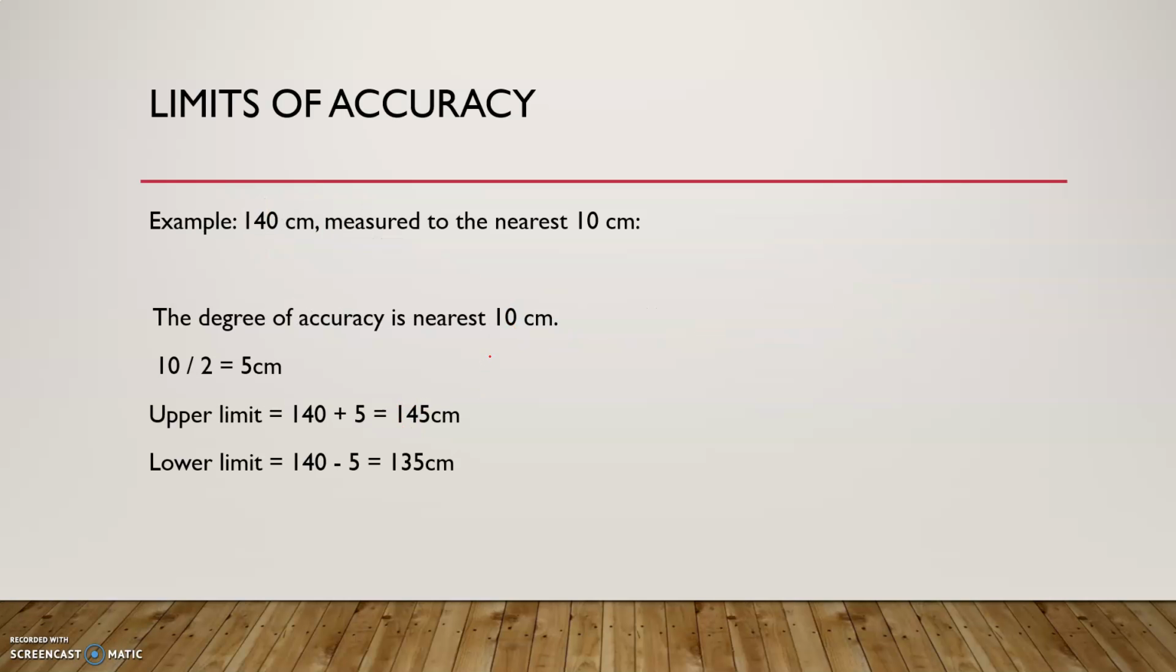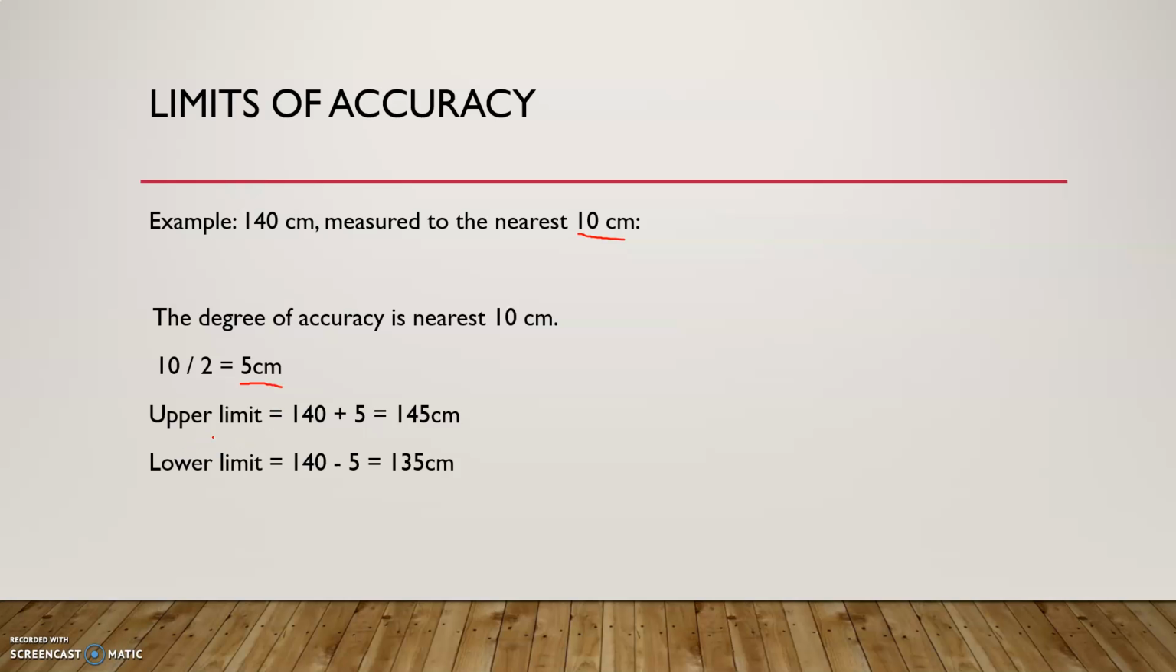Now the next topic is limits of accuracy. We're going to look at an example. Here it says 140 centimetres measured to the nearest 10 centimetres. So what we have to do is divide this 10 by 2, or make it 2 halves, and then work out the upper limit and lower limit. The degree of accuracy is the nearest 10 centimetres, so we divide 10 by 2, which is 5 centimetres.